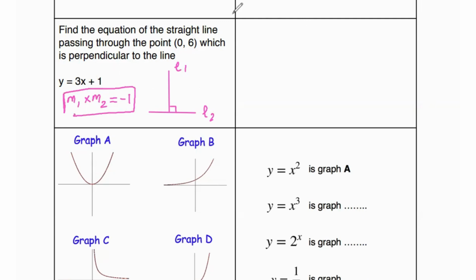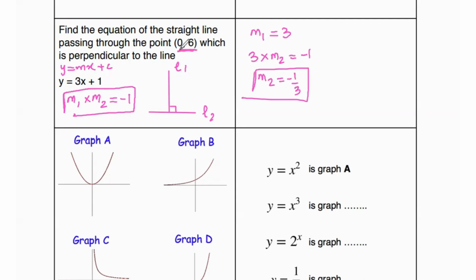So this line has a gradient of M1, which is 3, because this is in slope-intercept form, so the coefficient of x is your gradient. So 3 times M2 equals negative 1, and that's M2 equals negative 1 over 3. If we compare that with the gradient of L1, we can see that what we need to do is take the reciprocal of the given gradient and change the sign. So 3 becomes 1 over 3, but negative as well.